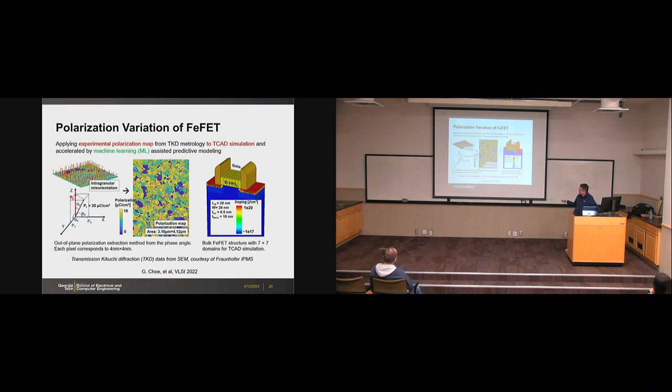This is measured from this so-called transmission Kikuchi diffraction microscopy. So it's one technique of the SEM, TEM, and we have some collaborations with Fraunhofer, Germany. So here the basic idea is that you have this thin film, maybe a few micron by few micrometer, and if you make the devices here versus you make the devices here, then you may have different polarization. Therefore, you have the device-to-device variation. So we want to quantify what is the impact.